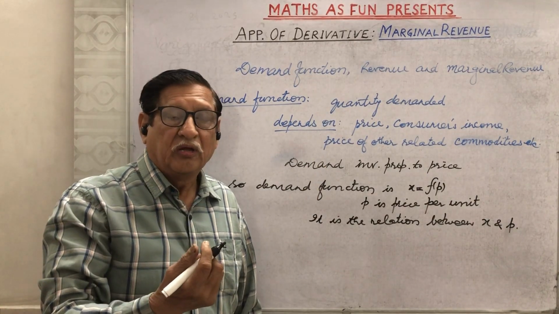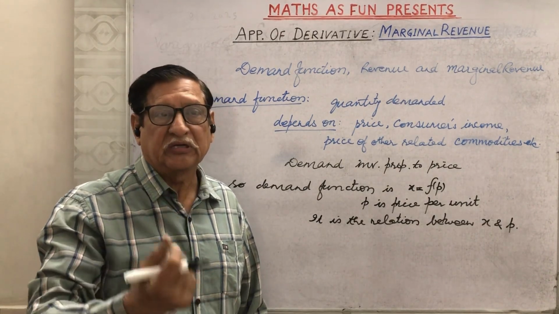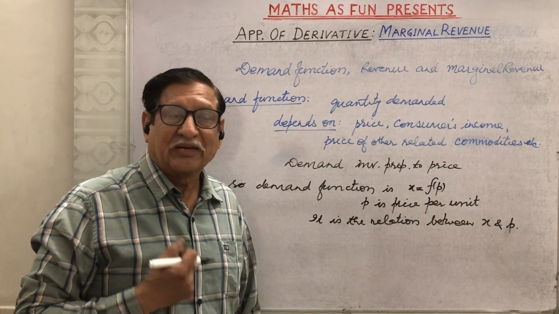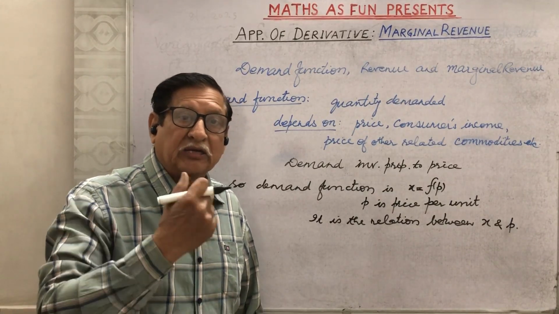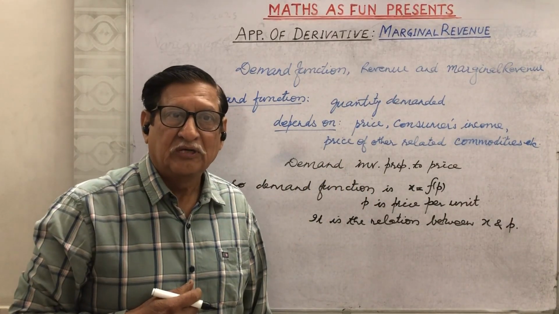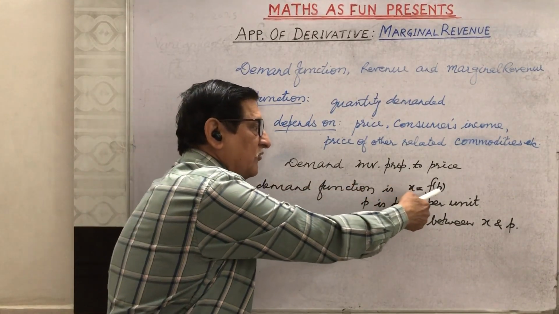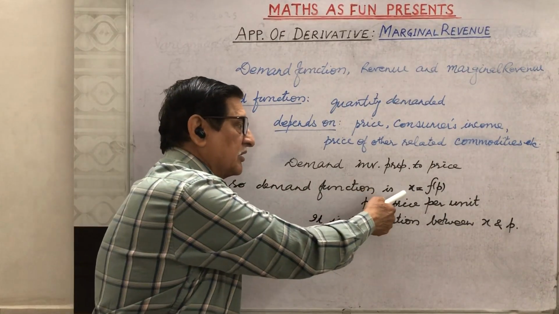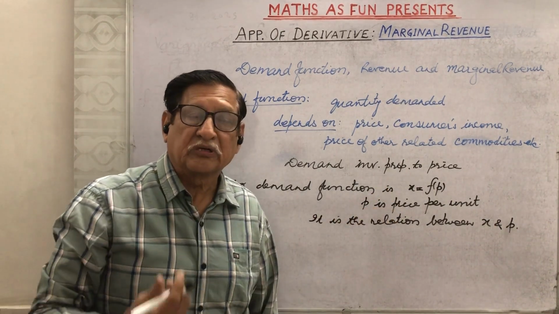If the price is higher, certainly the demand for the commodity is reduced, and if the price goes down a bit, then the demand increases. It means we can say that demand and price are inversely proportional to each other. So we can say that the demand function x is a function of p, the price. We can write it as x = f(p), where p is the price of the commodity per unit.